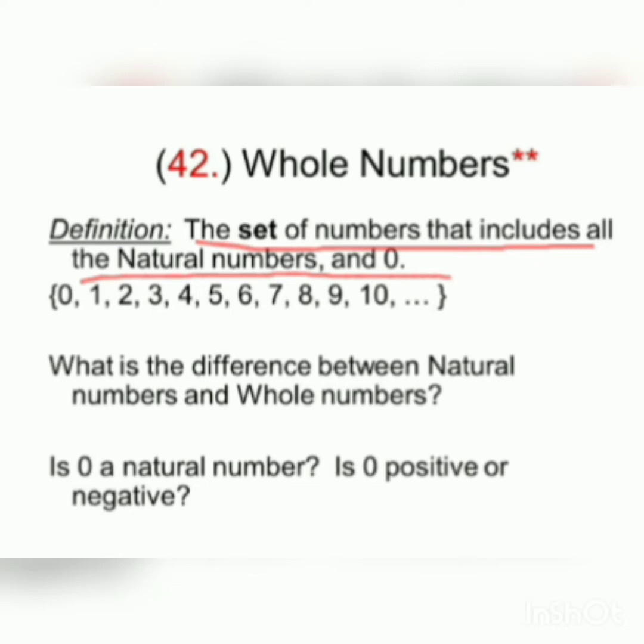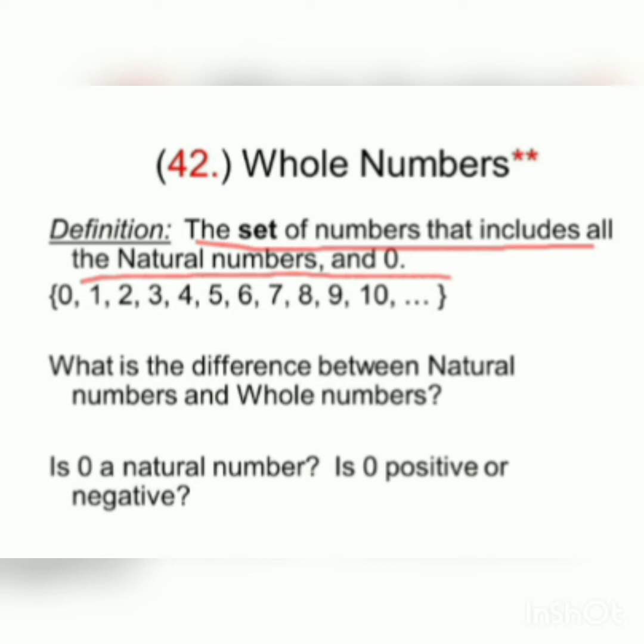So the question arises, what is the difference between natural numbers and whole numbers? As we know, natural numbers start from 1, 2, 3, 4, 5, 6 and continue going on, and the whole numbers start from 0, 1, 2, 3, 4, 5, 6. The difference in both of these sets is 0. Now the question arises, is 0 a natural number?